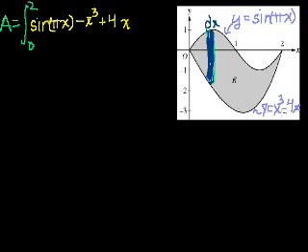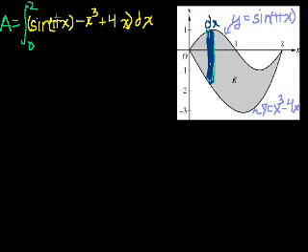Since I'm subtracting, I switched both of these signs. And all of that times the width of each of these little rectangles, which is infinitely small, dx. And we're going to sum them all up from x is equal to 0 to x is equal to 2. This should be fairly straightforward for you. So how do we evaluate this?